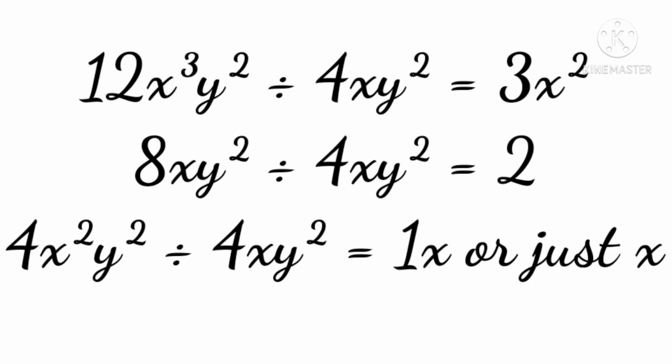When you've found the greatest common factor, you then divide each term by the GCF to get the other factor. Remember that when you are dividing variables with the same base, you just subtract the exponents.